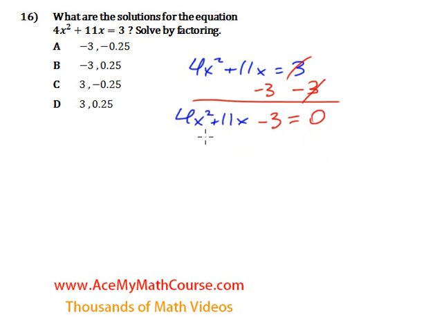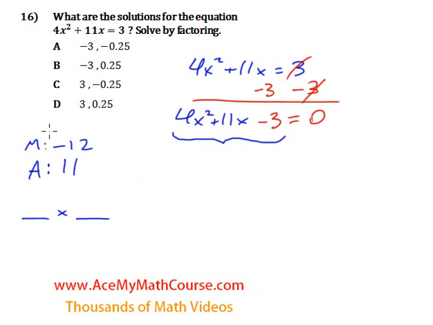Okay, now what can we do? Well, we can factor this trinomial. There's no common factor to be factored out, so I will need to factor it out by grouping. And to do that, we need to look for two numbers that need to multiply to whatever 4 and negative 3 multiply to, which is negative 12. 4 times negative 3, negative 12. And they need to add up to 11.